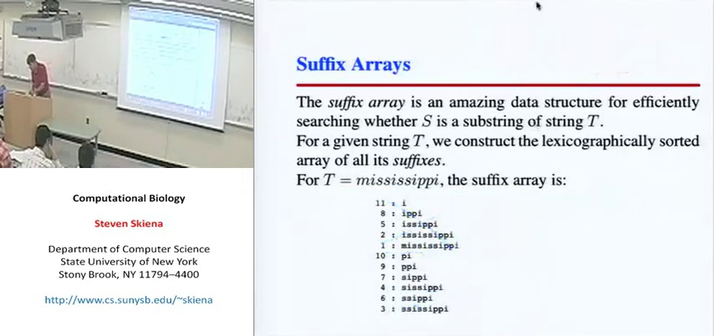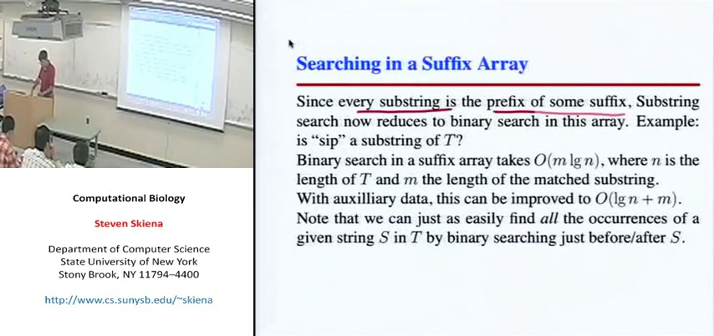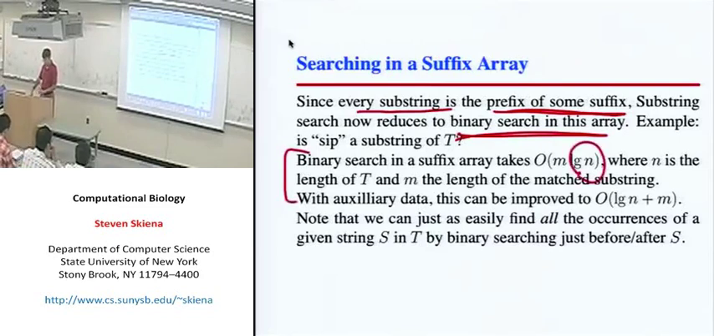So that's a suffix array. A suffix array is a good thing. Okay? So just to repeat what I said, since every substring is a prefix of some suffix, we can now do a binary search in the array. Binary search in the array takes log n steps, each of which is a comparison of length m, if m is the size of my query string. And I can find it then. Any questions? Okay.